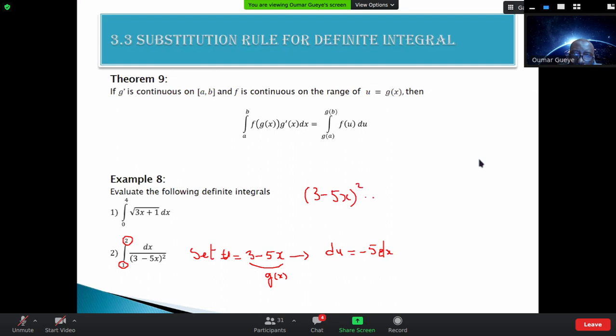So your u is going to be just u square, based on what we said here.